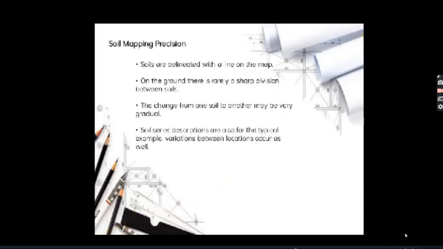Soil mapping precision. Soils are delineated with a line on the map. On the ground, there is rarely a sharp line between soils. The change from one soil to another may be very gradual. Soil series descriptions also vary; for example, variation between locations occurs as well.